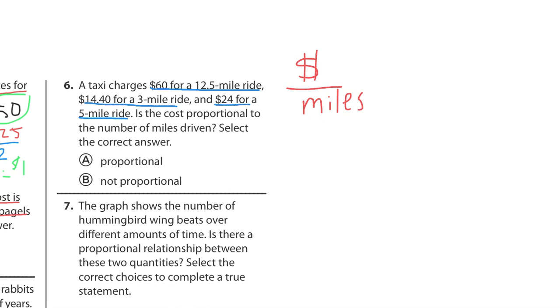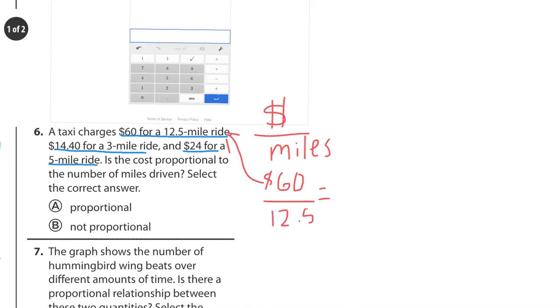Let's do the first one, this one here. $60 over 12.5 miles. That should give us, let's bring out the calculator. Okay, so let's try 60 divided by 12.5. That is 4.8. So I'm going to write that here. $4.8 for every 1 mile. Okay?